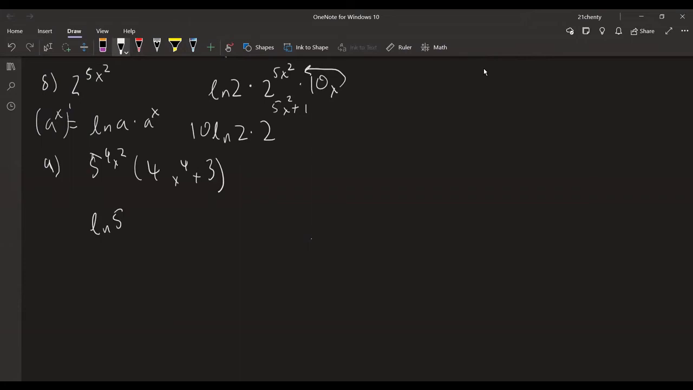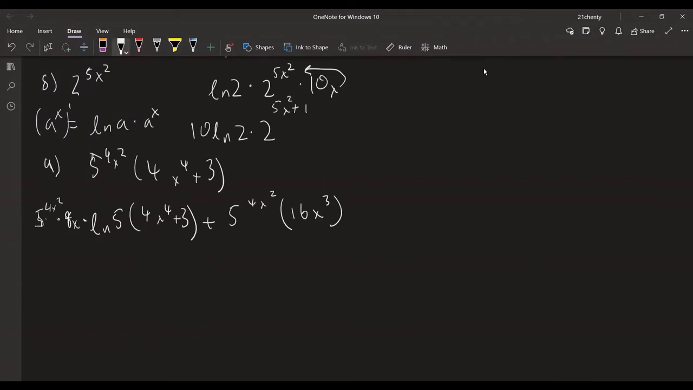So ln 5 times 8x, times just this, and then plus just this term times the derivative of this. It's just typical product rule stuff.